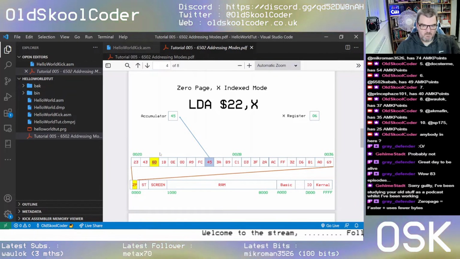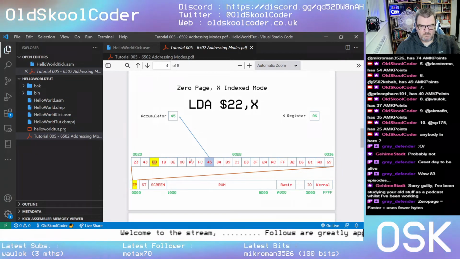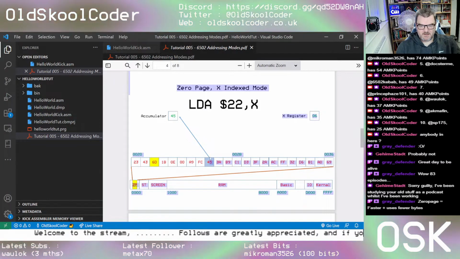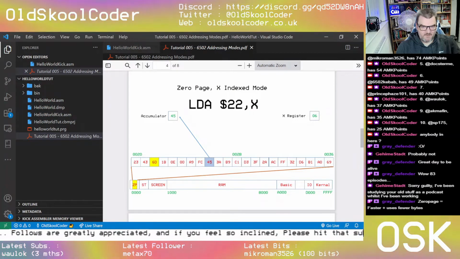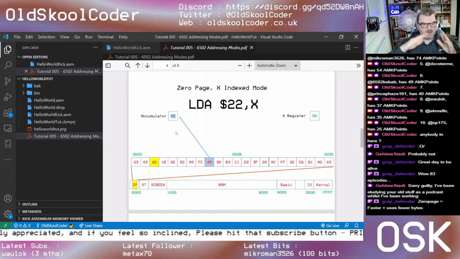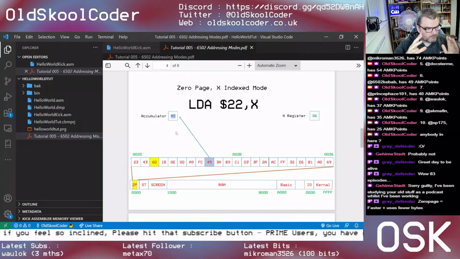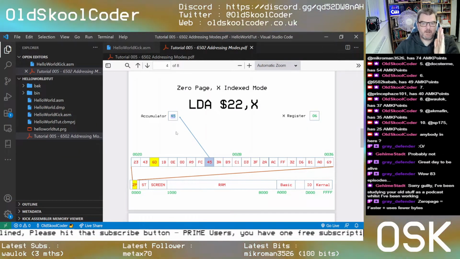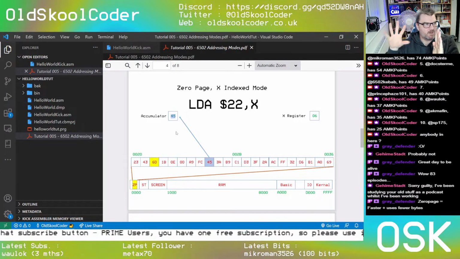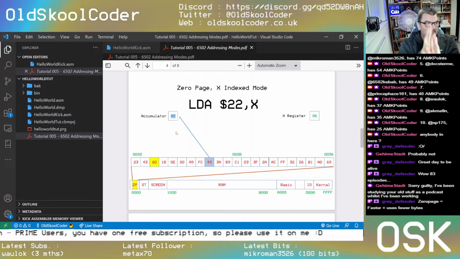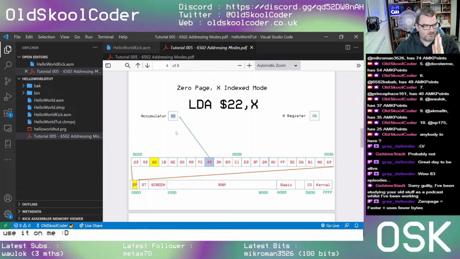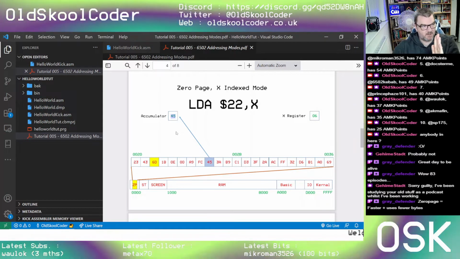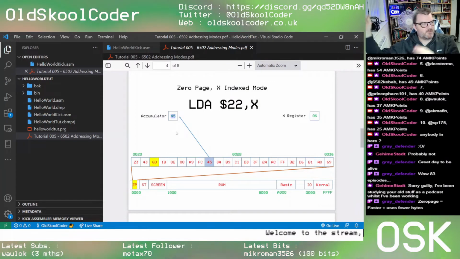So you go 1, 2, 3, 4, 5, 6. It's looking at this location, and then takes that value from there and loads the accumulator. So it allows you to say this is my base point and load the memory location with the offset of X. If X was 0, it would load 22. If X was 1, it would load 22 plus 1, which is 23. In the example on the screen, 22 plus 6, which is $28. And you can carry on up to 255.